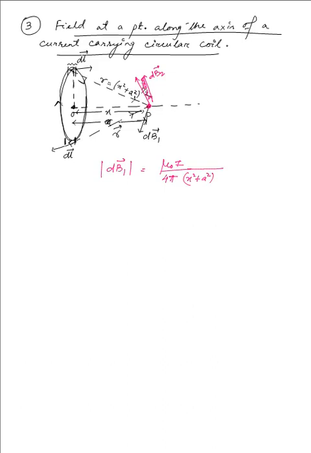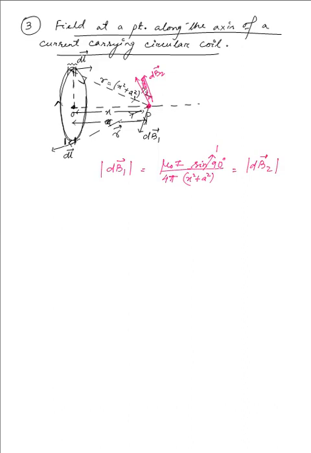And then the sine: the angle that you get over here is 90 degrees, because dl is along the circumference and r lies along the line from the element to the point on the axis passing through the center. So obviously the angle is always going to be 90 degrees. So this is sine 90, which goes to 1. Same will be the case for dB2 as well, because the dimensions are the same.